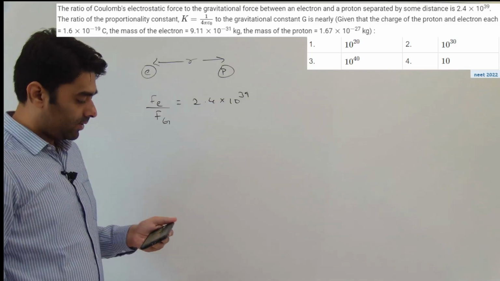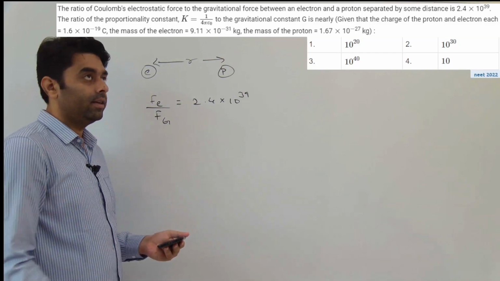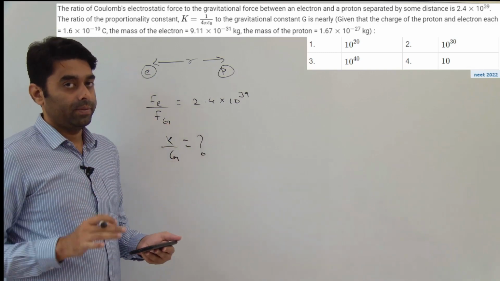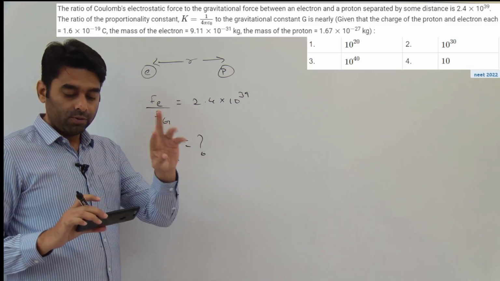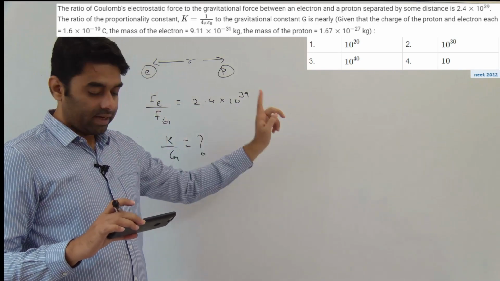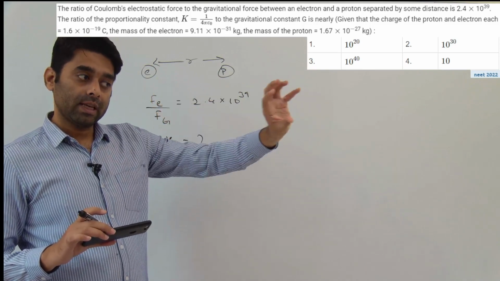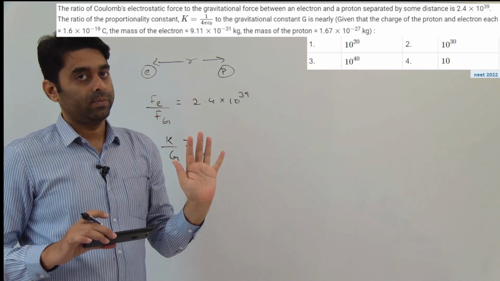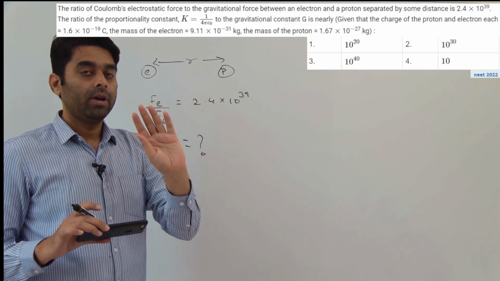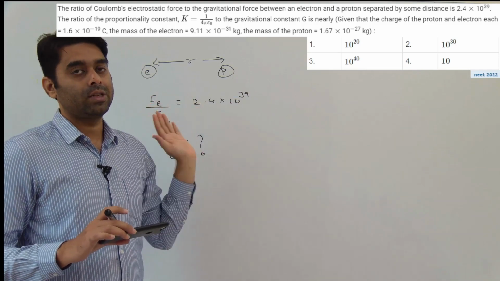Next it says the ratio of proportionality constant K to the gravitational constant G is nearly. They are asking us the ratio K by G, nearly. Now please understand one thing. If you look at the four options given, 10 power 20, 10 power 30, 10 power 40 and 10 power 10, the four options are not very near to each other. They are not like 10 power 20, 10 power 21, 10 power 22, 10 power 19. The options are very clearly distinct from each other.